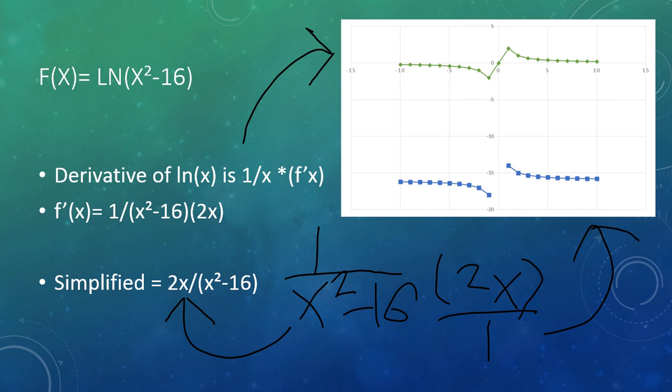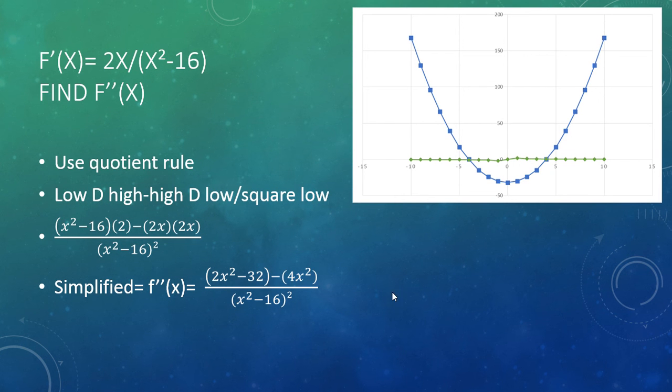And for the second derivative, you want to use the quotient rule, which is always low d high minus high d low over square low, which is right here. And when you simplify it out, you get 2x squared minus 32 minus 4x squared over x squared minus 16 squared. And as you can see, our original function is the green line, and the blue one is the second derivative, which ends up being a polynomial, so it is in the shape of a parabola.